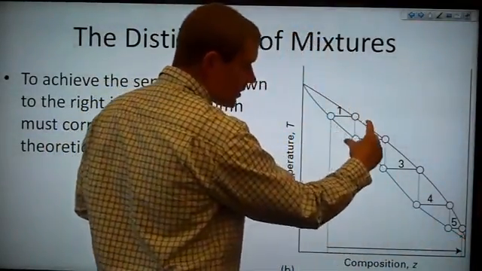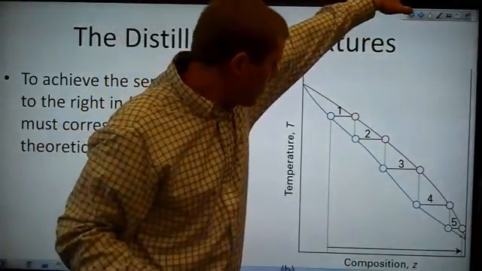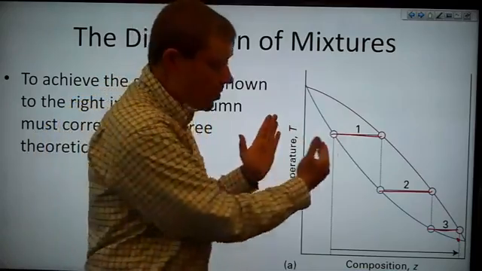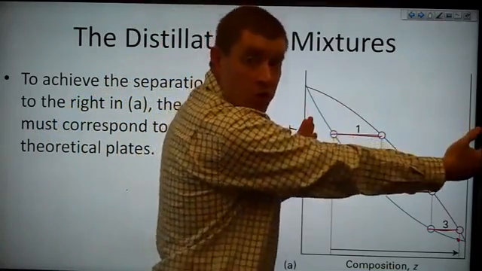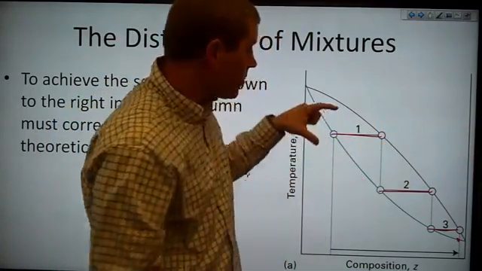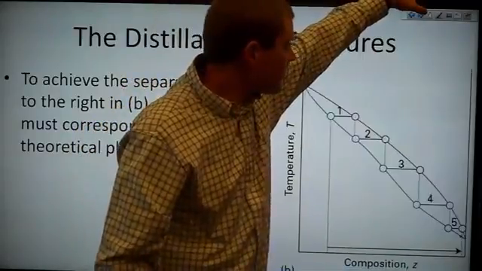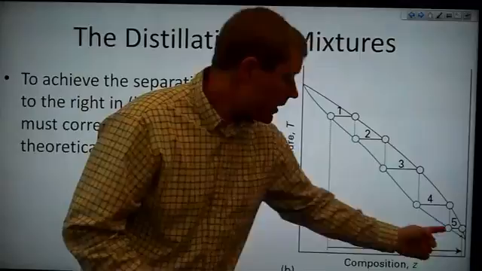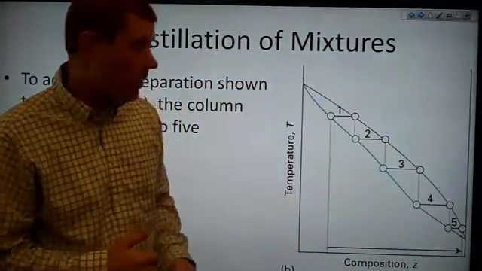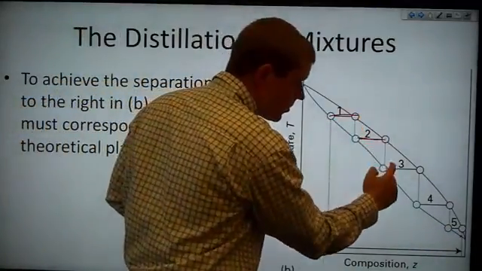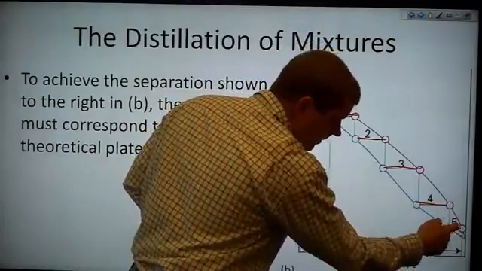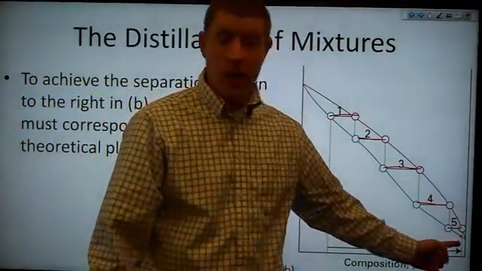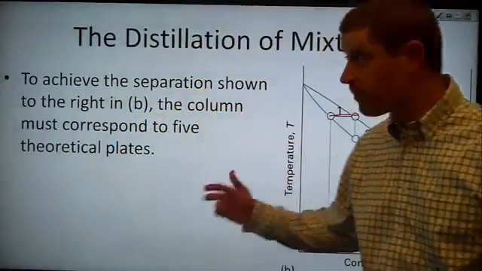Note that now these lines are closer together than they were on the last slide. Right? So the farther apart these lines get, the farther we can move over with each step. So the closer the lines get together, the more steps we have to take in order to get the same increase in our composition. So here we have 1, 2, 3, 4, 5 theoretical plates to move from this point to that point in composition.